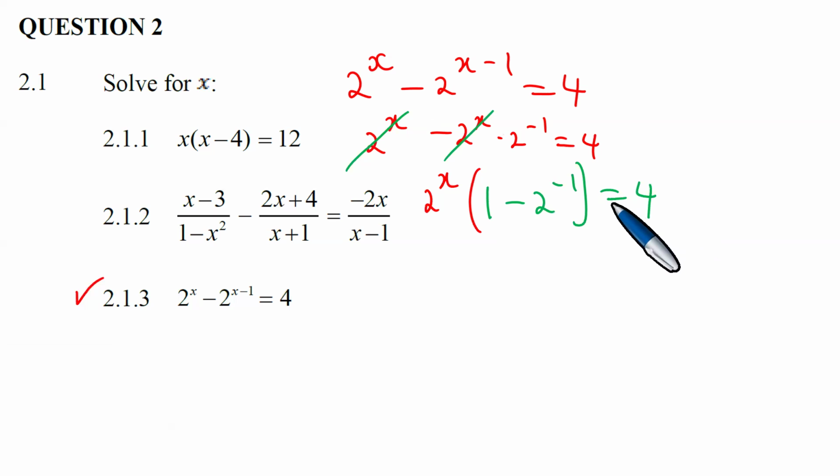So now, what do we do now? Because we took out the common factor. Then what do we do? Because we need to solve for x at the end, you know? So we must do something at this point. So what do we do?